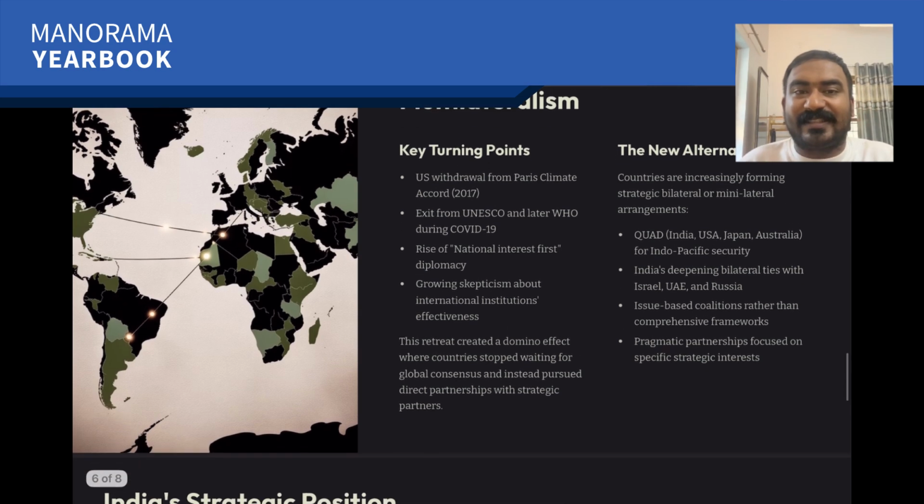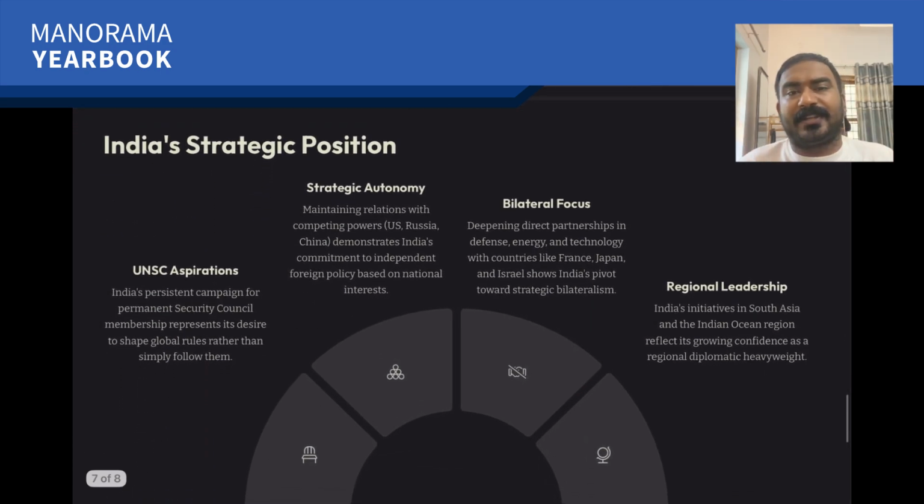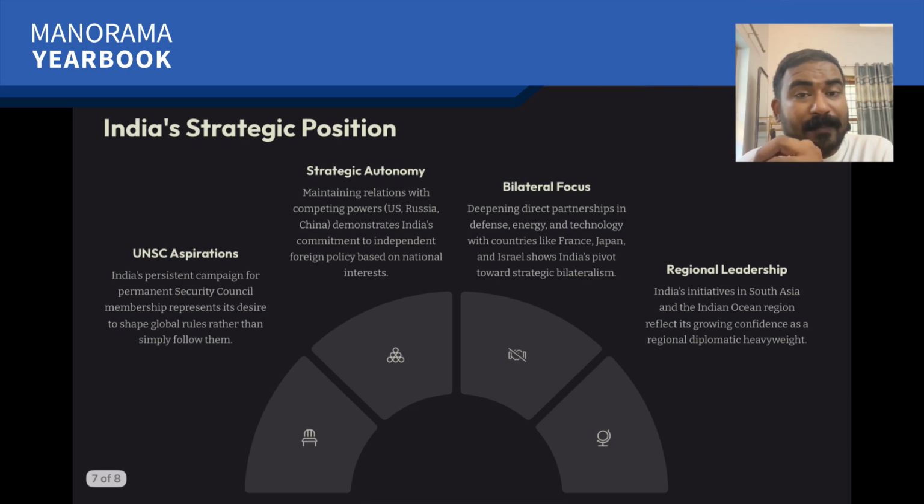So why does all this matter to you as future civil servants? Because India is right at the center of this transformation. We are no longer just passive followers of global rules. We are trying to shape them. From demanding a permanent seat at the United Nations Security Council to balancing relations with rival nations, India's foreign policy is evolving very fast. And this shift from multilateralism to strategic bilateralism is a hot topic for your UPSC Mains examination.